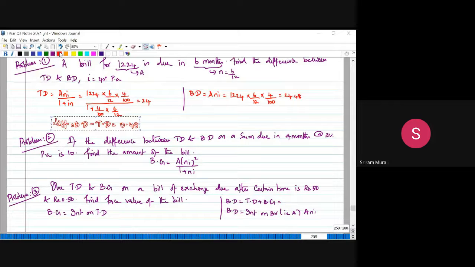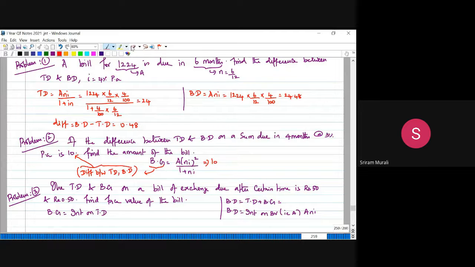The same way, second question: the difference between true discount and banker's discount on the sum due in 4 months at 3% per annum is 10. Find the amount of the bill. The difference is given as 10. The difference between true discount and banker's discount is nothing but banker's gain. This is given as 10.